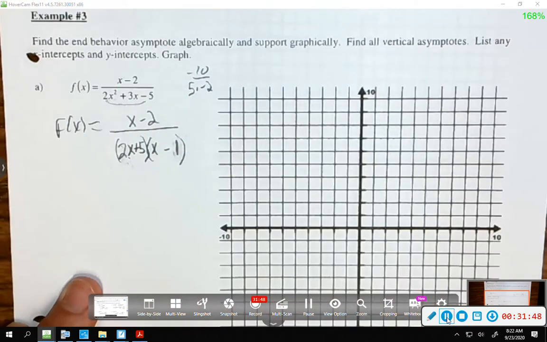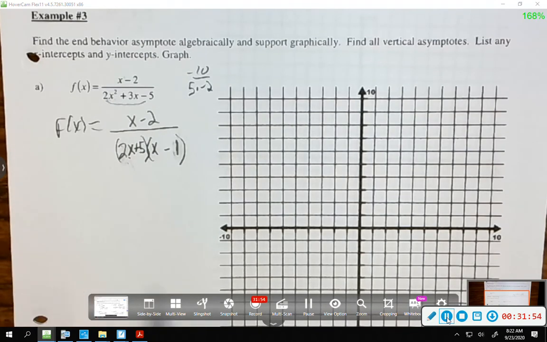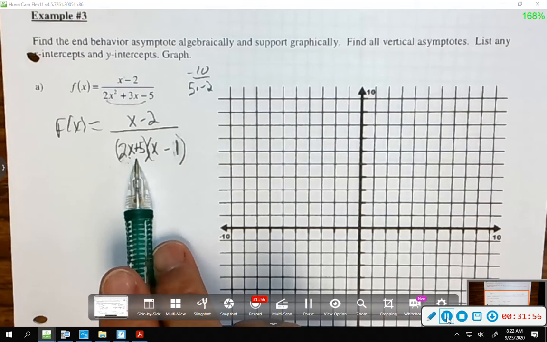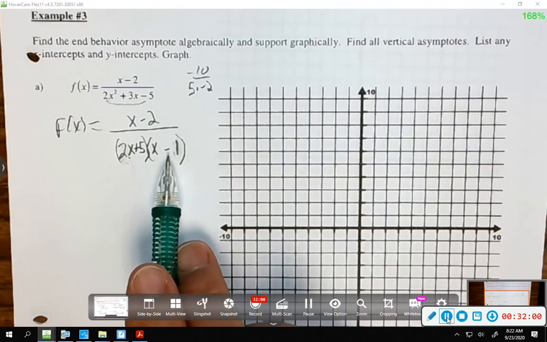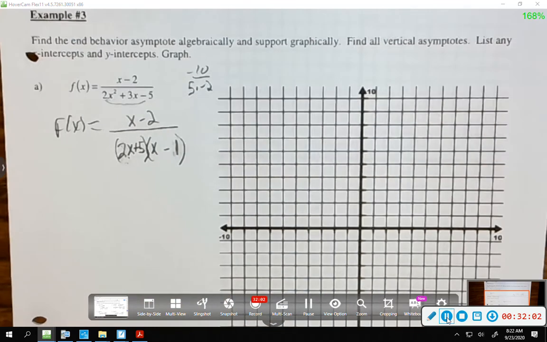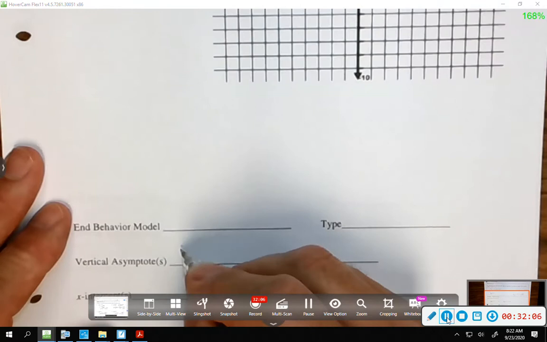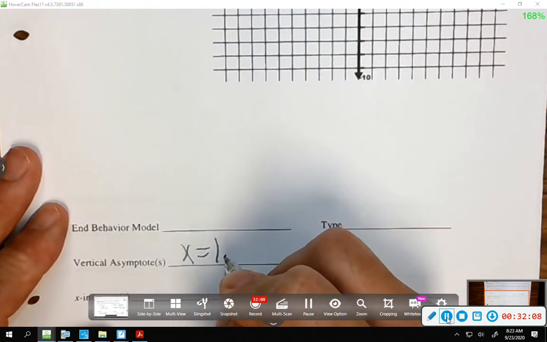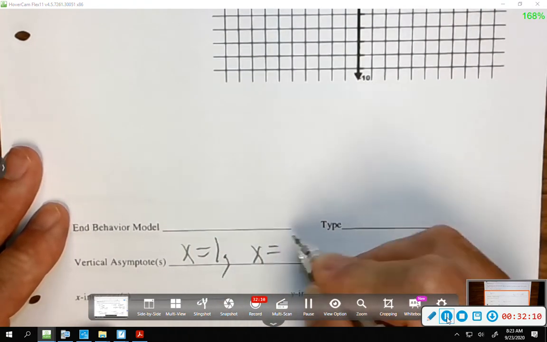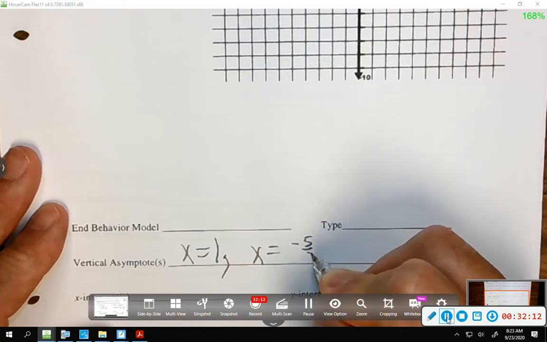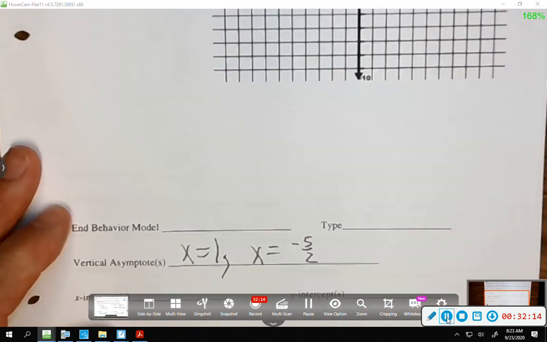Okay? It's very important that we can factor on these problems because I have 2 vertical asymptotes. X equals -5/2 makes this factor equal 0, and x equals 1 makes this factor equal 0. So I have 2 vertical asymptotes. X equals 1 and x equals -5/2.